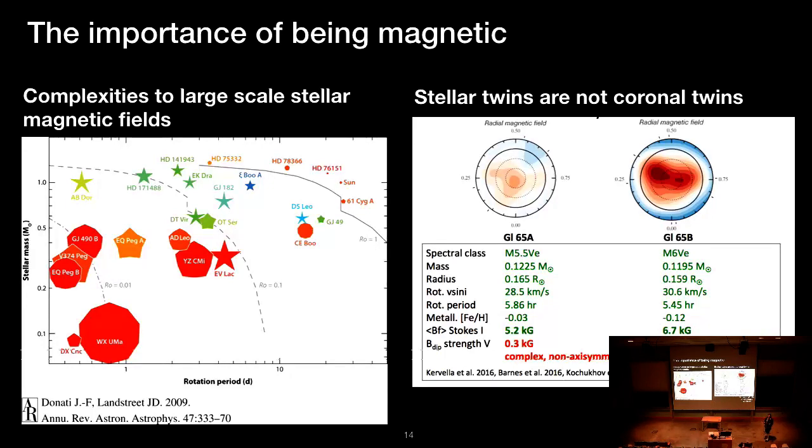And yet when you look at the large-scale structure of the magnetic fields, there's something very different. One shows a very complex, non-axisymmetric shape, and the other one looks like a dipole magnetic field that's slightly axisymmetric. So these stellar twins are not necessarily coronal twins or magnetic twins.